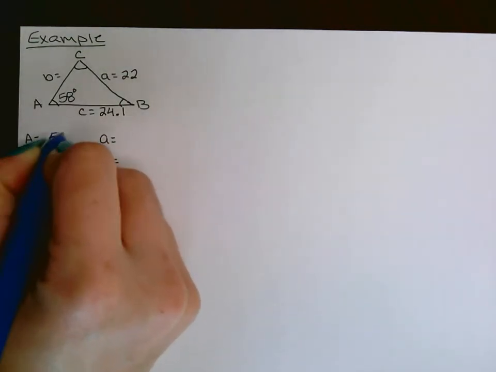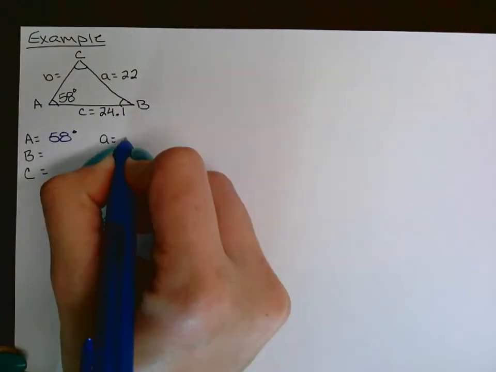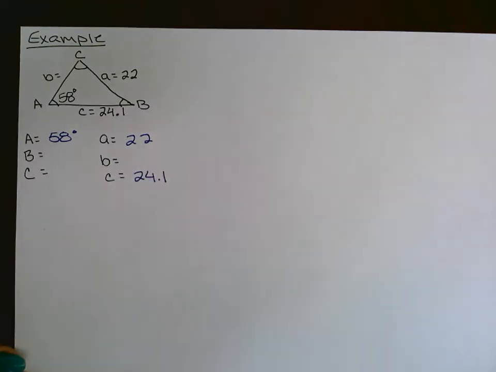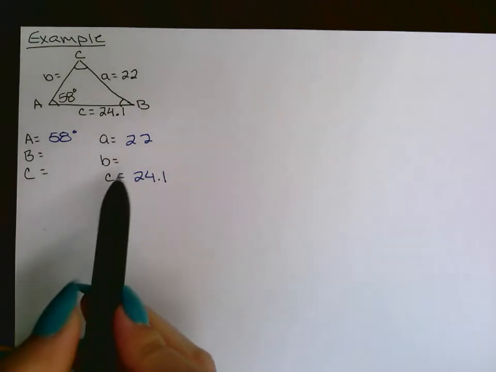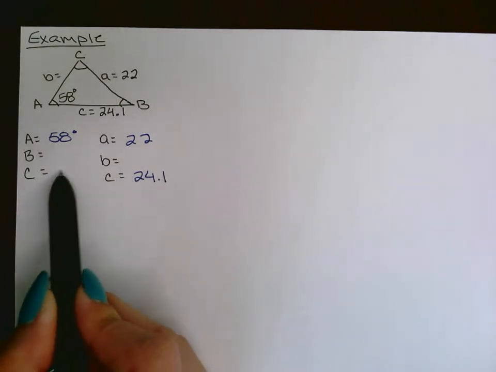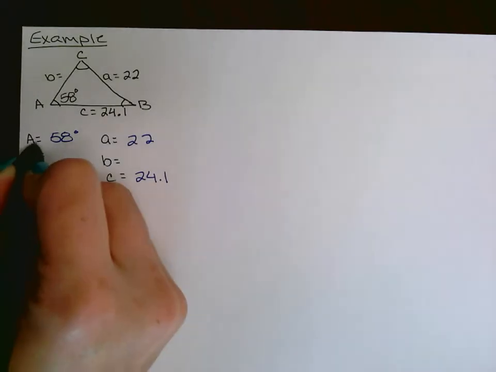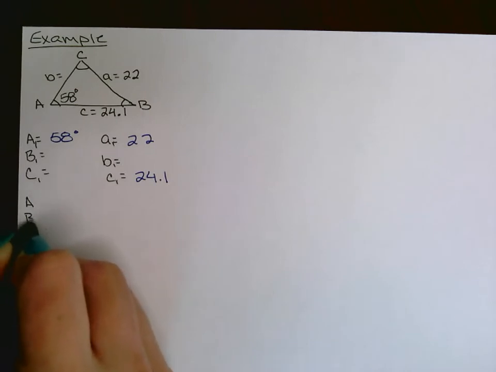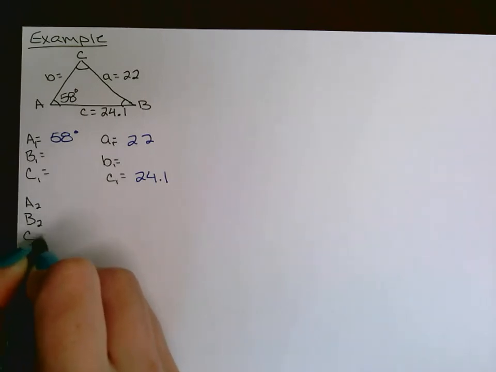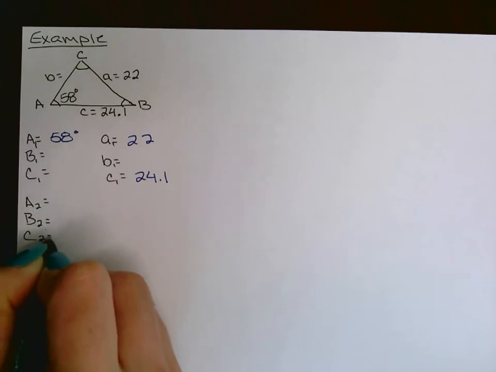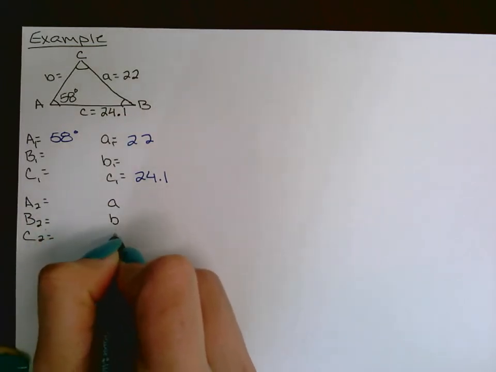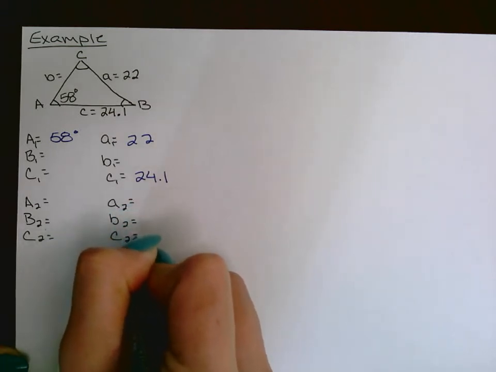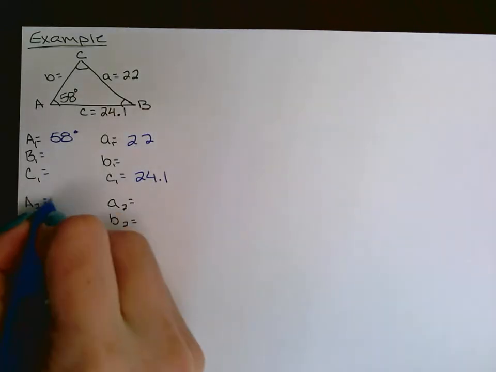We know angle A is 58 degrees. Side A is 22. And side C is 24.1. The fact that I see that I have a match with the A's lets me know I'm doing law of sine. And that I have an angle missing means that I have to check for a possibility of two triangles. So I'm going to set up my second chart. And again, the givens will be true for both triangles.